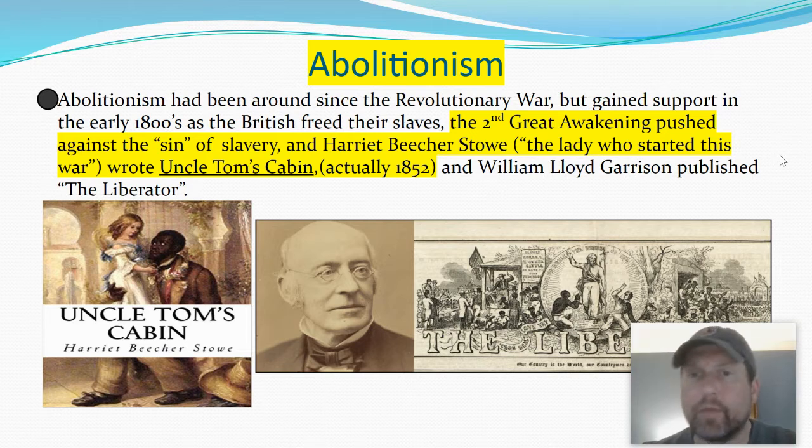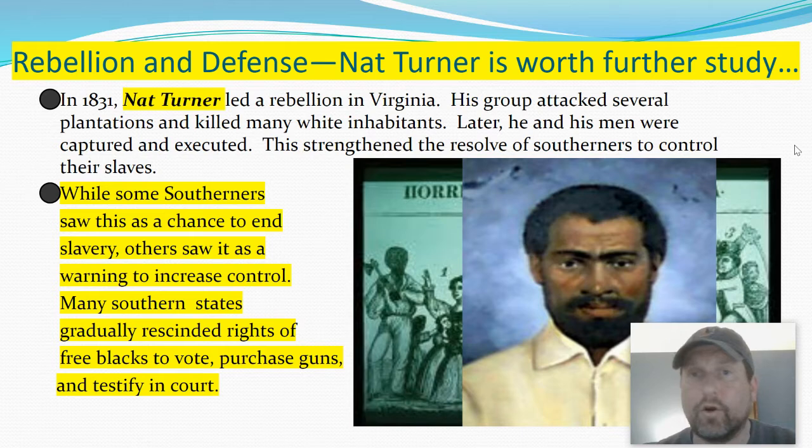Then we have guys like William Lloyd Garrison, who is a straight up abolitionist. He's the publisher of The Liberator, an abolitionist newspaper that is circulated throughout the United States. And so this question of abolitionism is becoming more and more prominent in this emerging American culture.